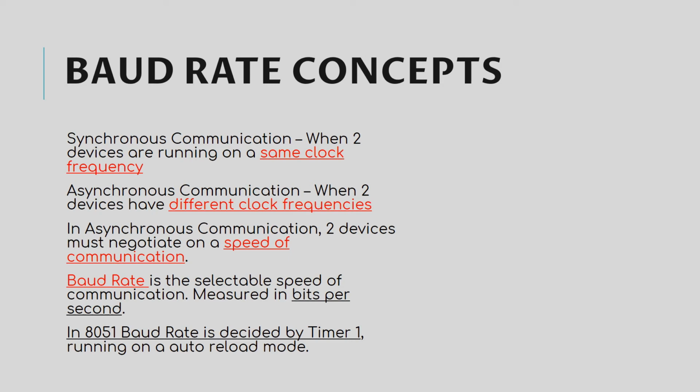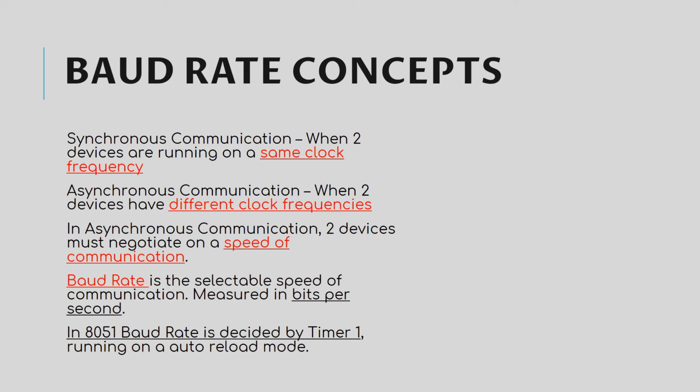In asynchronous communication, two devices must negotiate on a speed of communication. Otherwise no meaningful communication will happen, because the speeds are different. So when they have negotiated on the same speed, that speed is known as baud rate. It is the selectable speed of communication. It is measured in bits per second. Technically, baud rate is symbols per second, but as each symbol here carries 1 bit, it can also be represented in bits per second.